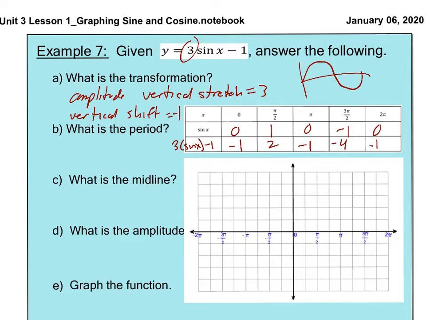-4, -1. Period is going to be 2 pi. My midline is now going to be at -1. My amplitude is now going to be 3. Okay, that's what this 3 does. The -1 sends the whole thing down. So y equals -1 is here.